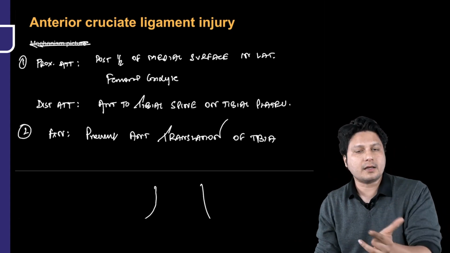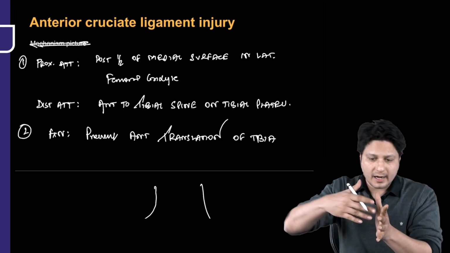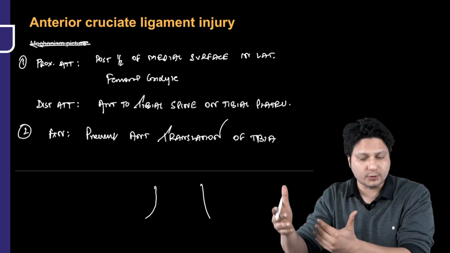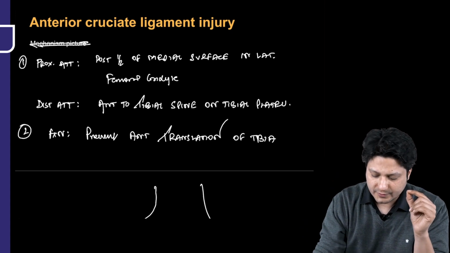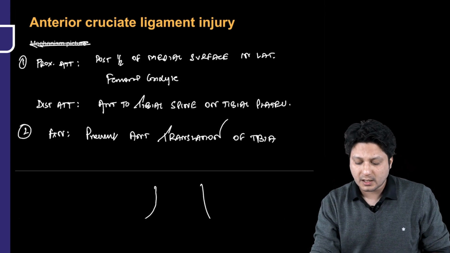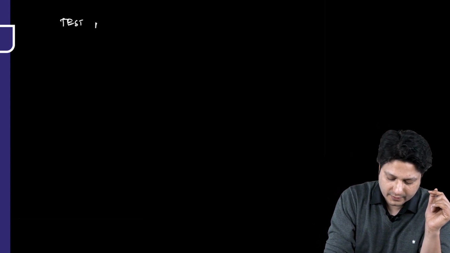Now, if the anterior cruciate ligament is injured, because of a rotational injury, and the fibers are ruptured, what will it lead to? What are the tests which are required for the clinical confirmation of anterior cruciate ligament injury? What are the clinical tests for ACL injuries?